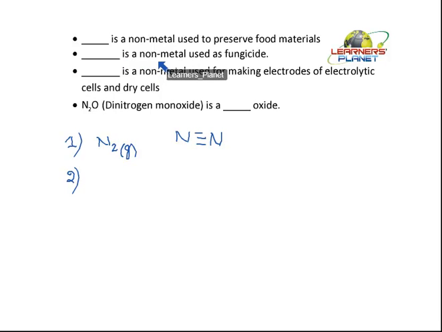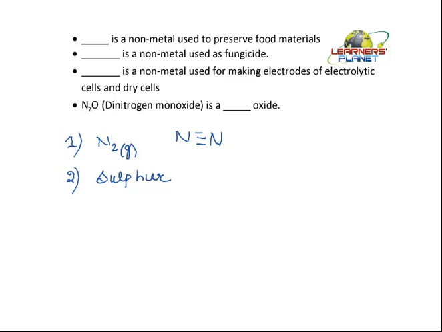Now the next question is, dash is a non-metal used as a fungicide, or it is also used for making gunpowder. So what is it? It is also used in medicines. It is sulfur. Sulfur drugs are used. It is used for making gunpowder as well as a fungicide.